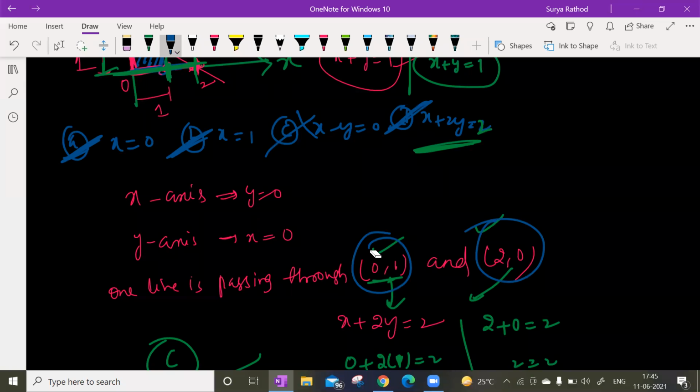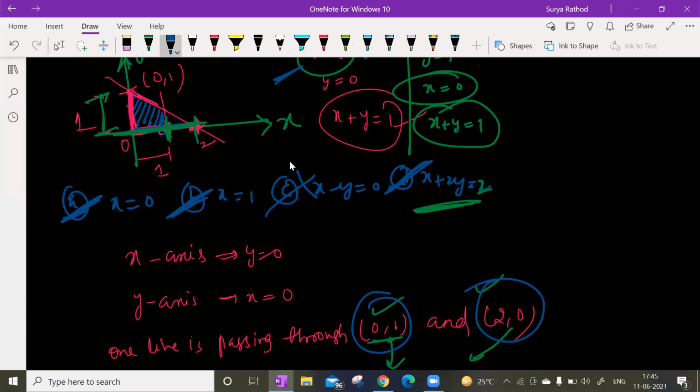Yes, sir. Now what is your doubt? My doubt is, sir, how do we know whether it is the boundary line on the y-axis, or on the x-axis, or the upright one, or the slanting one? You have to check each and every line.